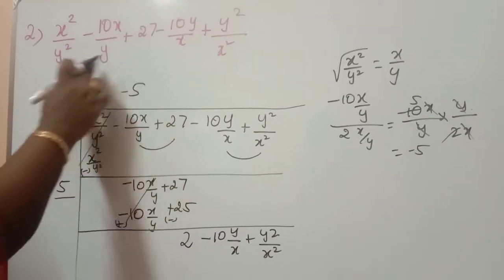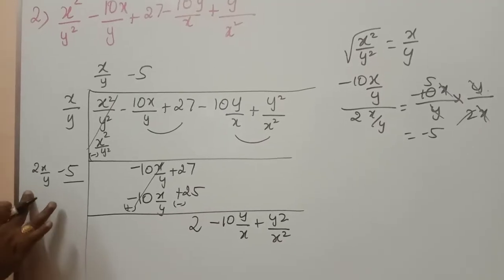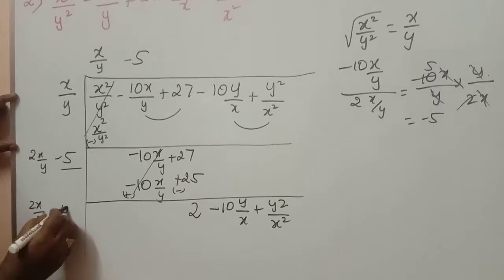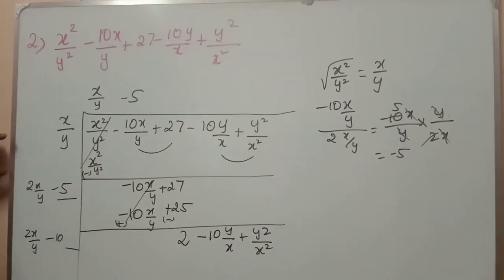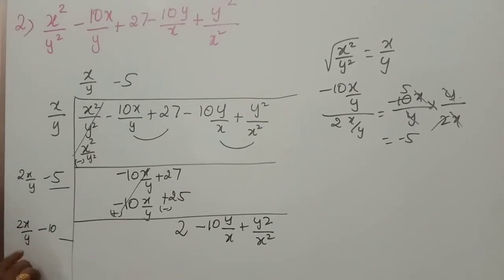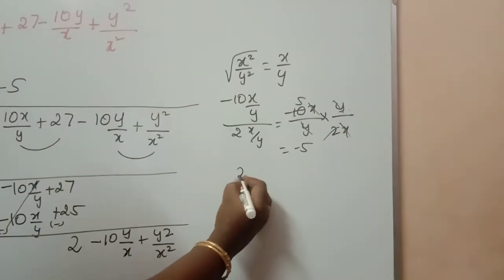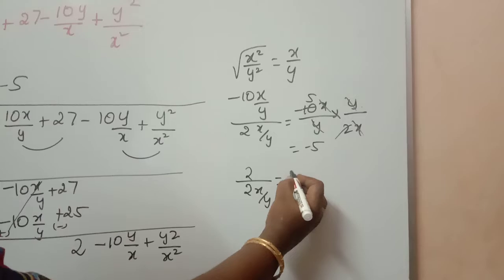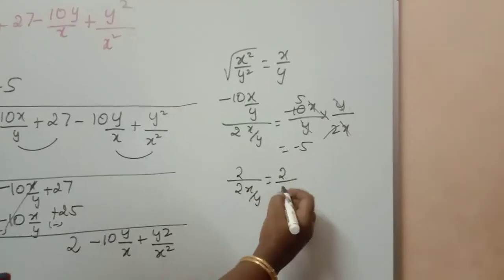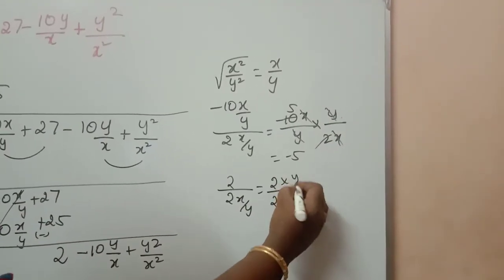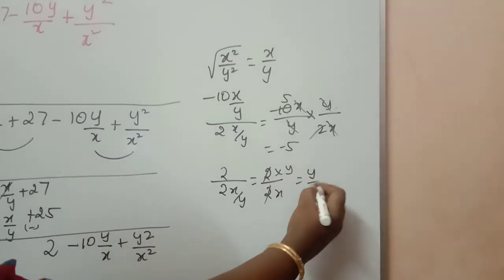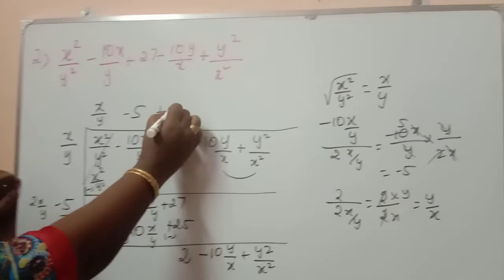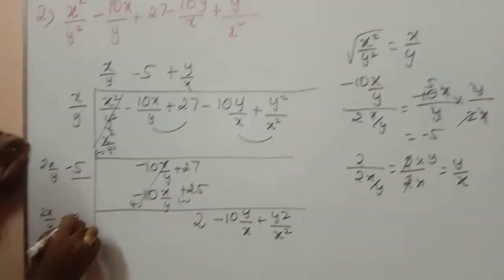Multiply all the terms by 2. 2x by y minus 10. Then one more term we have to find, first term by first term. 2 by 2x by y. Fraction in the denominator alone, so write its reciprocal. So the answer is y by x. So take this to the right and at the left.